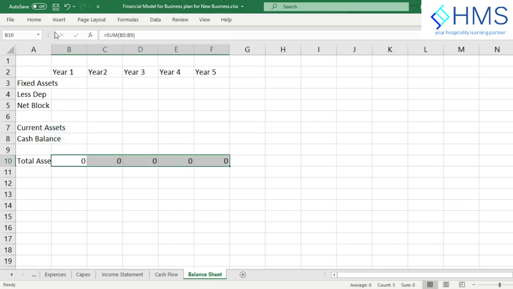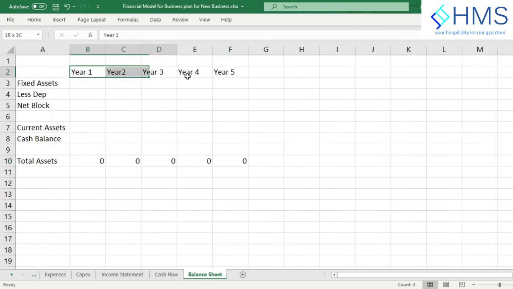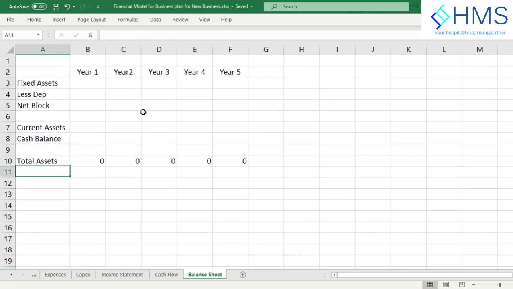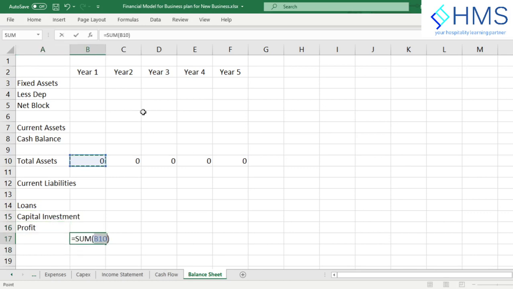So we are just building up the model so that we can fill it up later. It is not very complicated. The beautification we will do once we have finished everything so that it's easier for us. Then you have your current liabilities usually in the balance sheet, and you have your loans, and you have your capital investment, and you have your profits, right? Profit for the year. So this is how your balance sheet is going to look like, really.